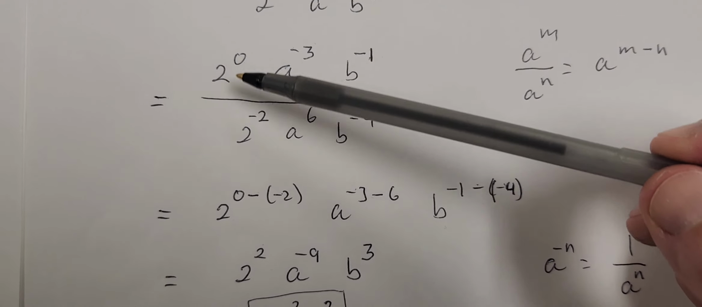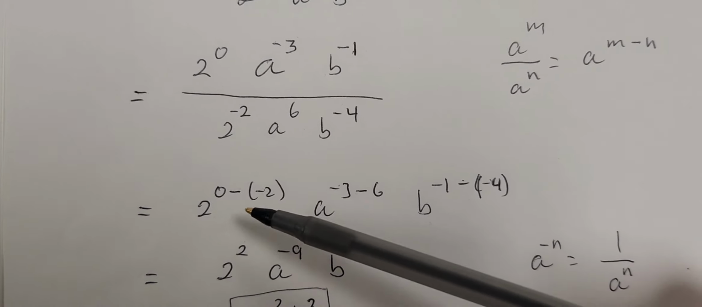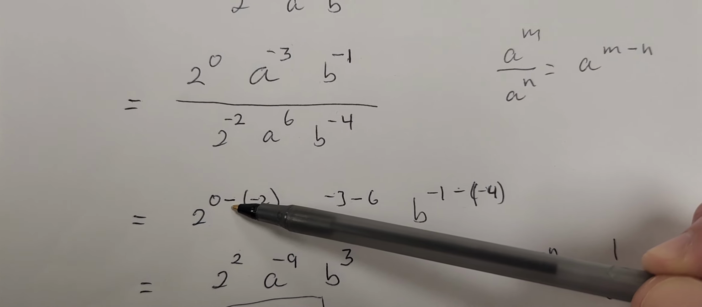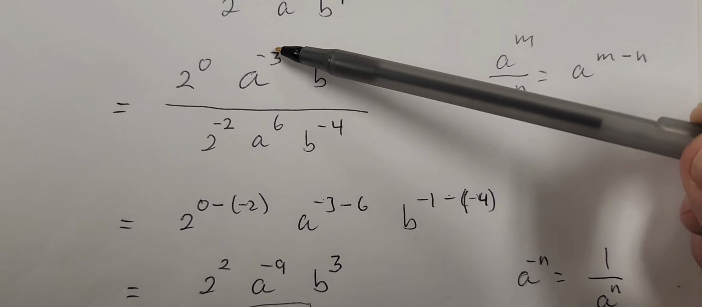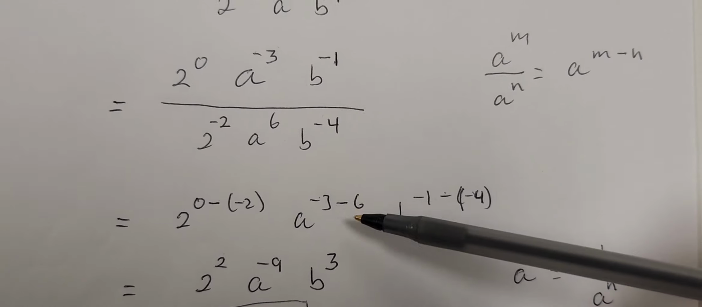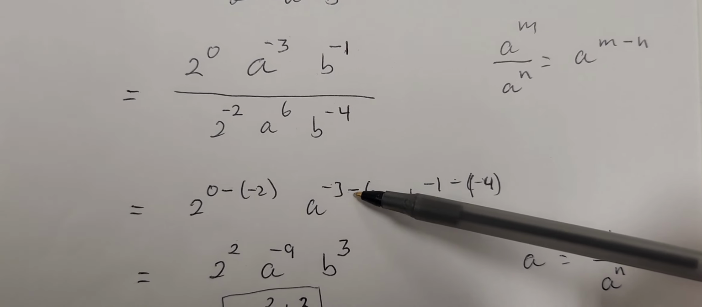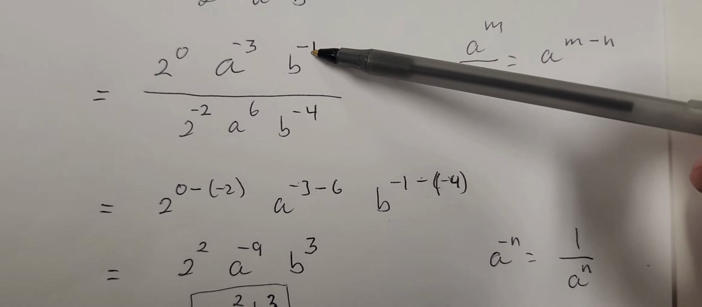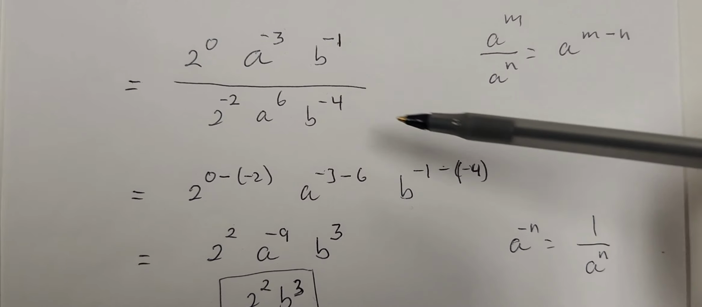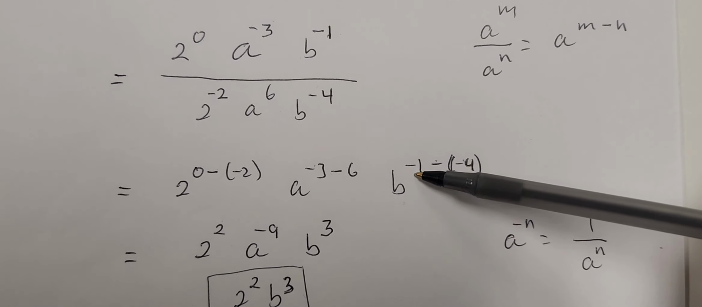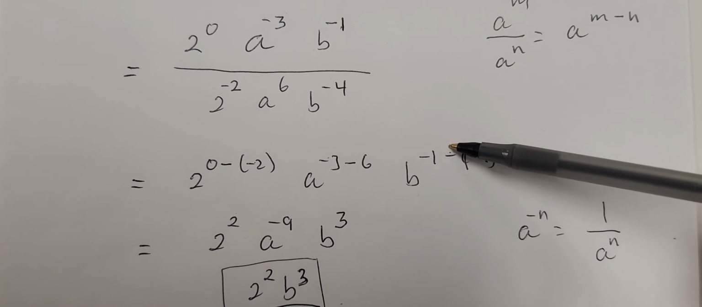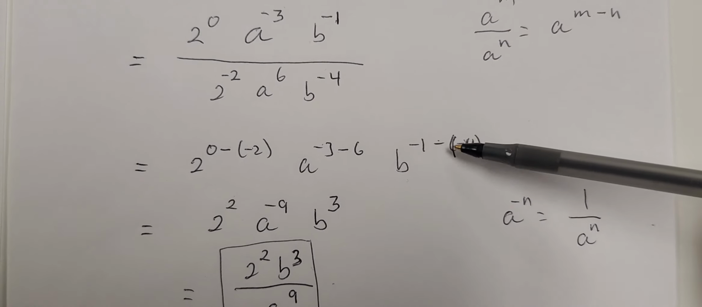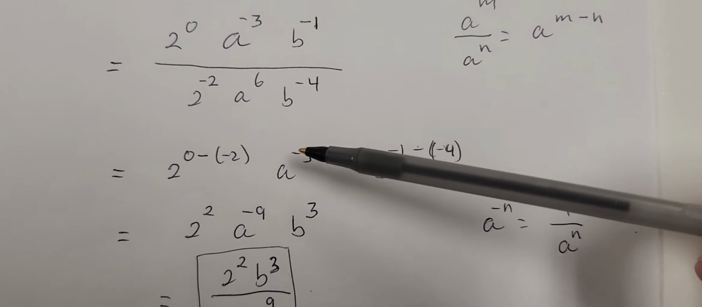So 0 minus negative 2. This negative, because we are in division, so we have to subtract powers. Again, same thing here, negative 3 minus 6, which I have here. Again, where did this negative come from? Because we are in division, we subtract powers. Next, negative 1 minus negative 4, which I have here. So negative 1 minus negative 4. This negative here, because we are in division, we subtract powers. Okay, so be very careful. When we are in division, we subtract.